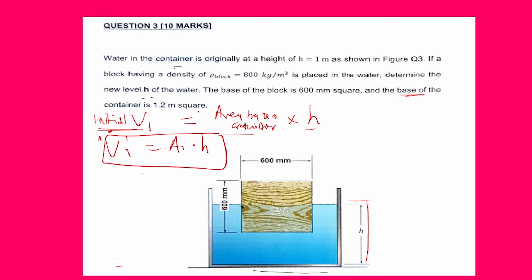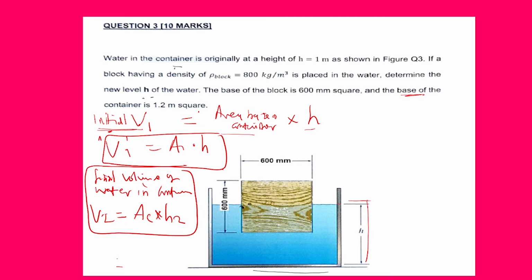Okay, now let's go for the final. The final volume of water in the container after you have displaced means it's going to be the new volume. Let's call this V2. We use the base area of the container, let's call it Area 2, times the new height of the container. So this can be the second one.